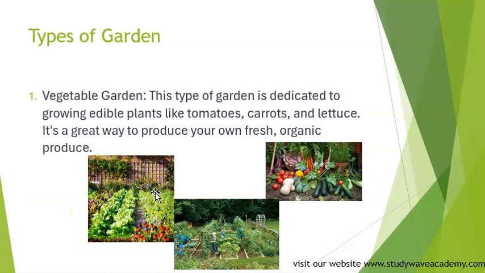These pictures are showing us vegetable gardens. It's where you nurture and take care of your own vegetables like tomatoes, carrots, lettuce, cucumbers. You take care of them, and when you want to eat them, you go to your garden and pluck them. They will be fresh, right? Yes. So we have the vegetable gardens where we plant our edible plants.